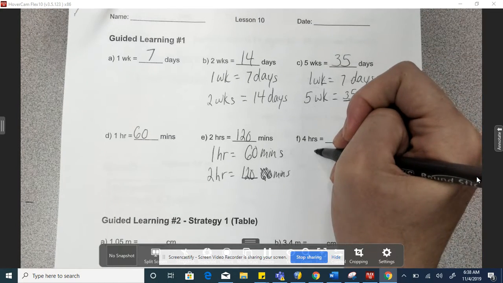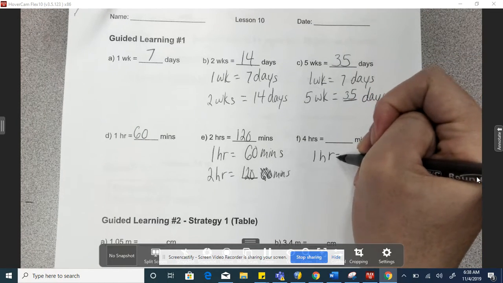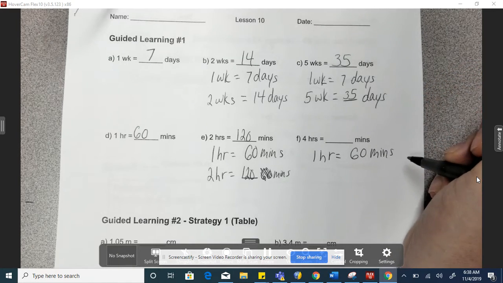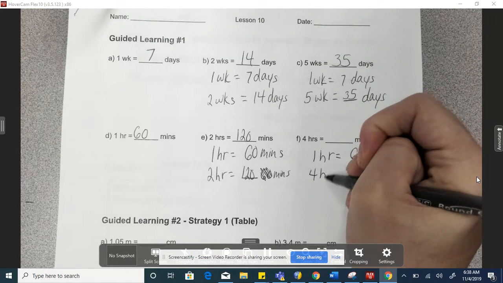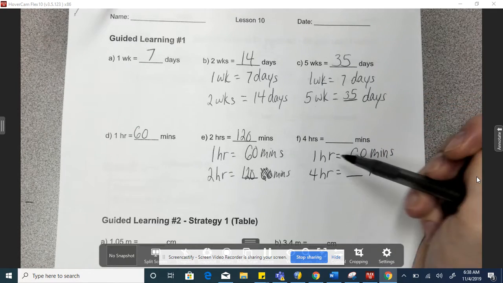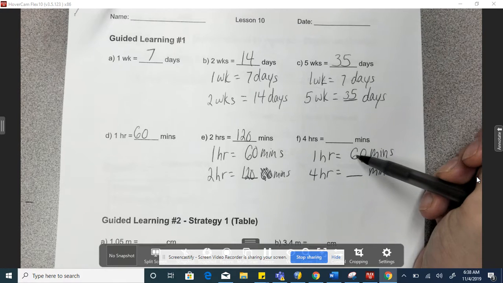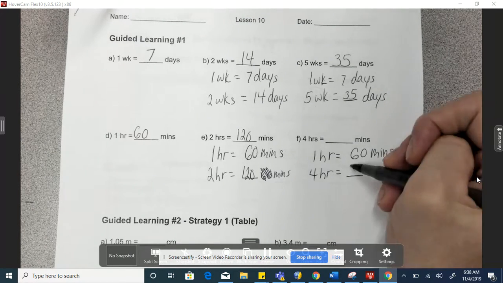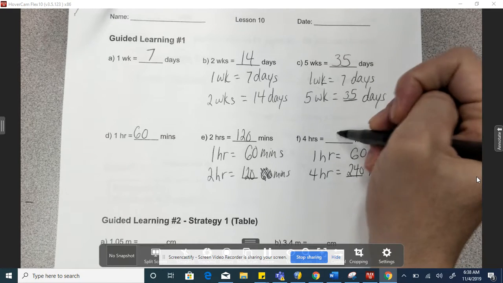4 hours, I want to figure out how many minutes that is. So I'm going to start with my 1 hour equaling 60 minutes. If I want to find for 4 hours, let's see. 1 times 4 is 4. So 6 times 4, well, I know 6 times 4 is 24. So 60 times 4 is 240.